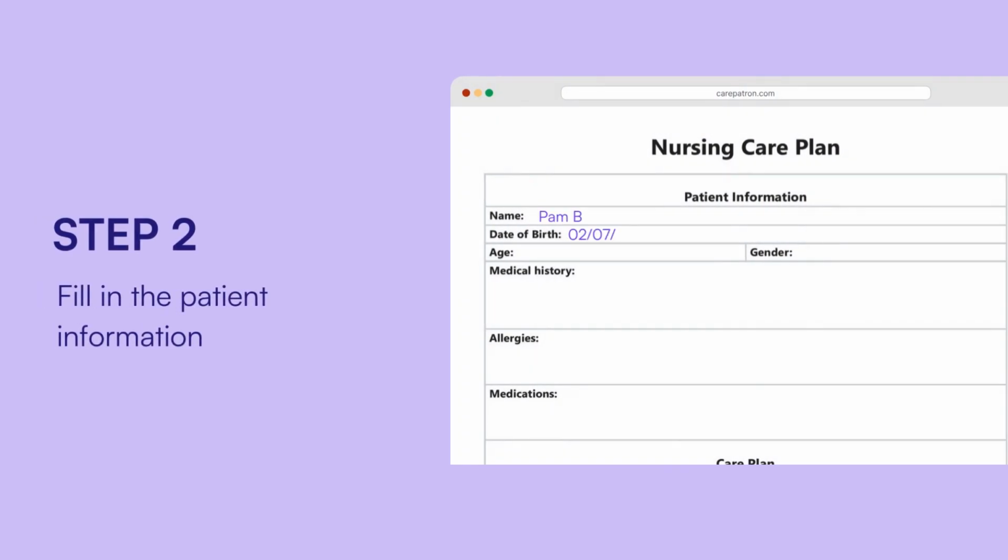Fill in the patient information. Start by filling out the patient record section with the patient's name, age, date of birth, and other information. Also document the patient's medical history, current medication, and allergies.